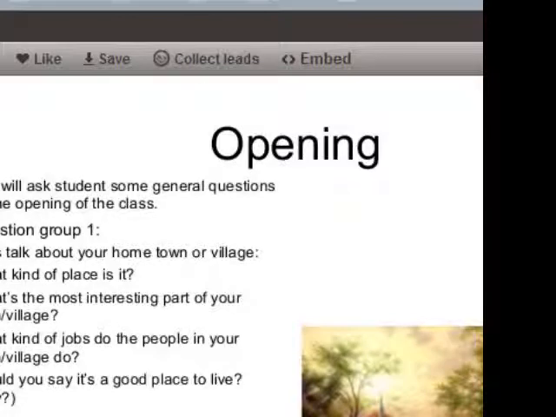What kind of place is your home? Can you describe your home for me? Or your hometown. My hometown is a small town in Jiangyin City, Jiangsu Province.